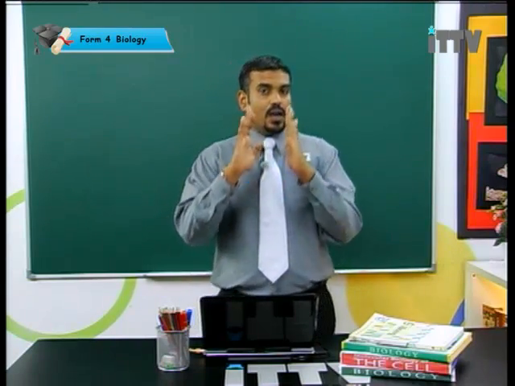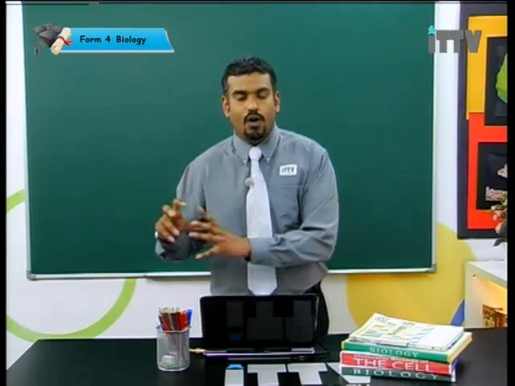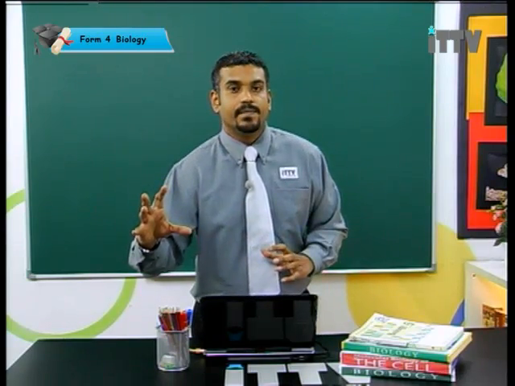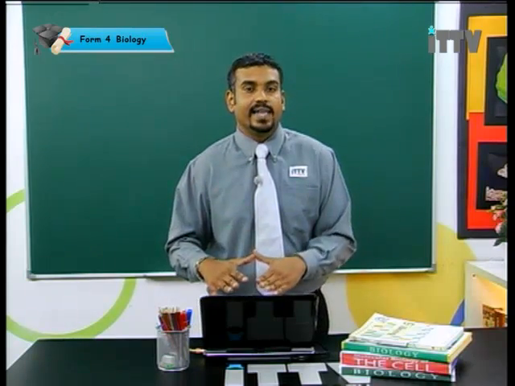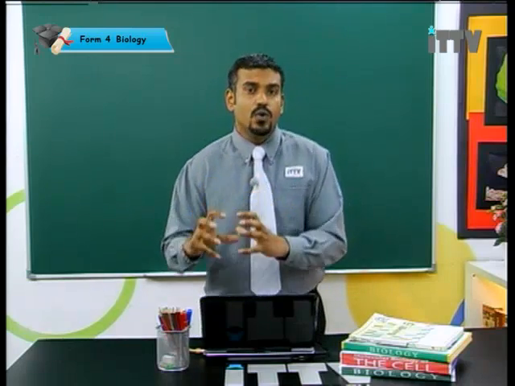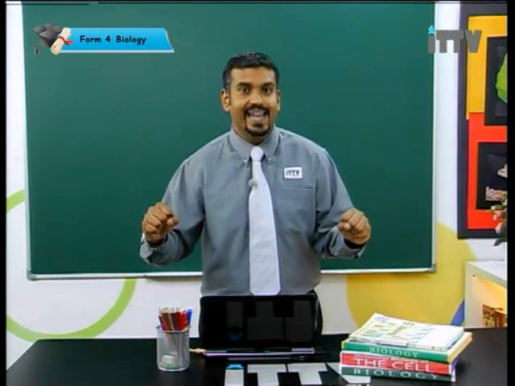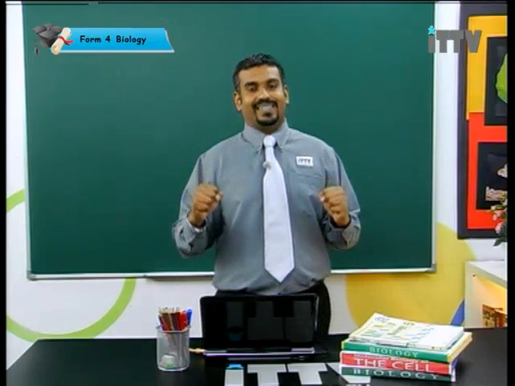Now, remember students, a lot of them will say the testes produce sperm cells. The ovary produces ovum. That is wrong. Why is it wrong? Because we are focusing on the endocrine gland. So now we are looking at the testes and the ovary as endocrine glands. That means you must only talk about the hormones that they secrete.